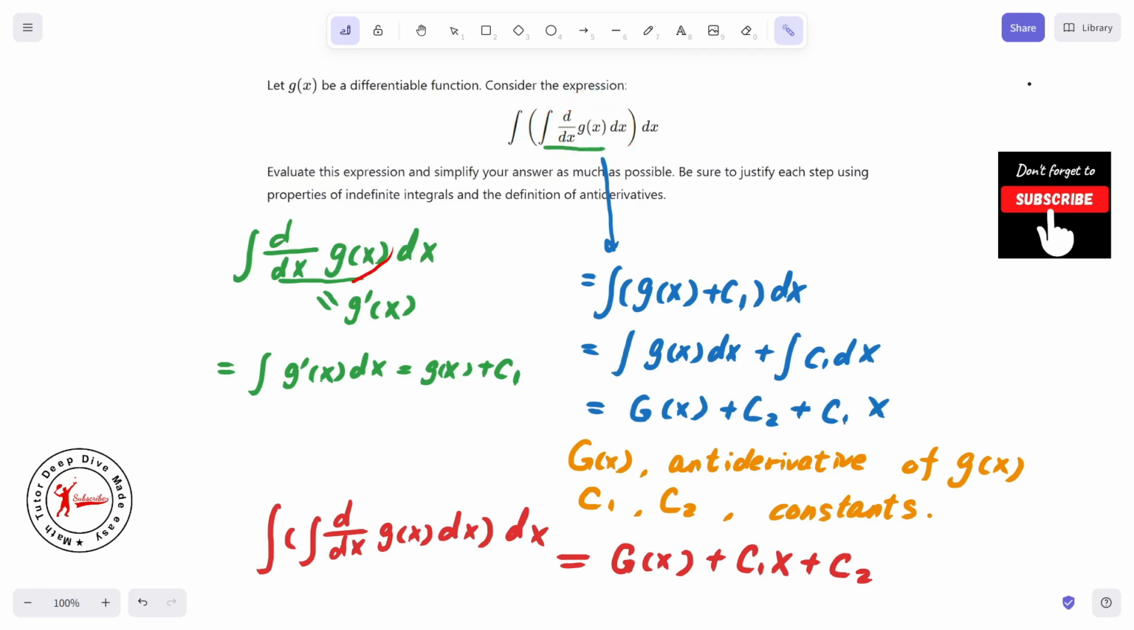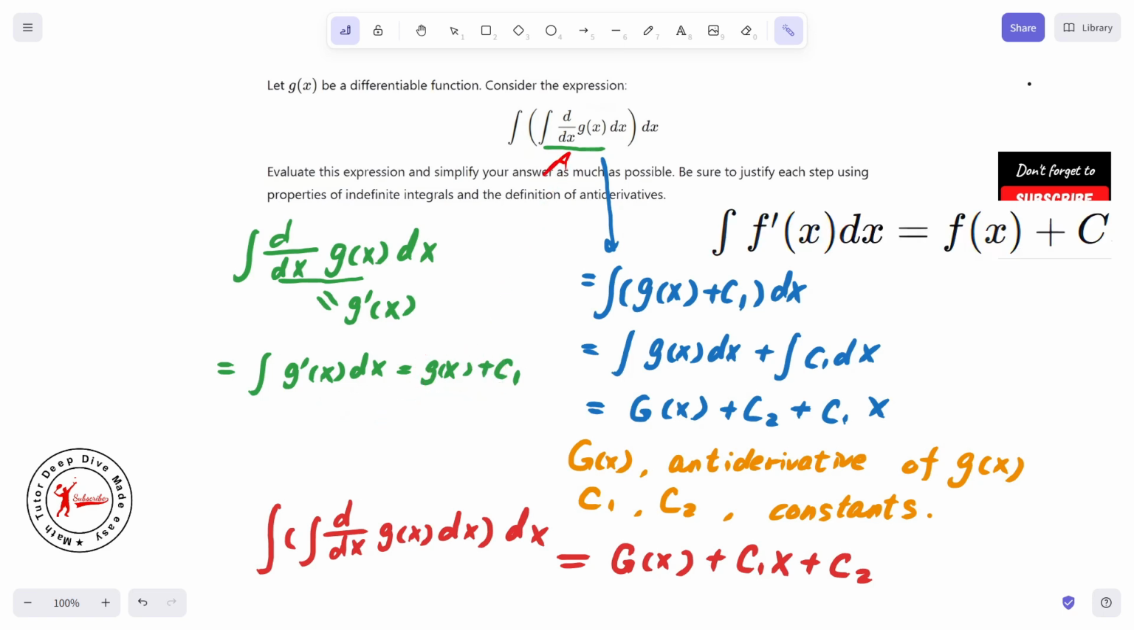Let me explain in a more conversational way. This kind of problem is like peeling layers of calculus. Start with the innermost part, the derivative, and reverse it by integrating. That brings you back to the original function, but don't forget to add a constant. Then, take that result and integrate again. That adds another layer, and with it another constant.